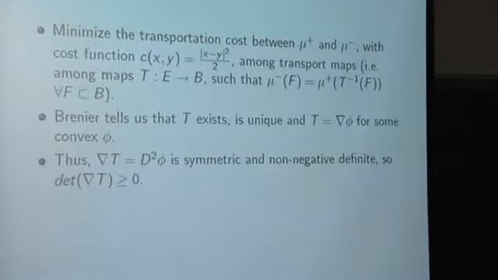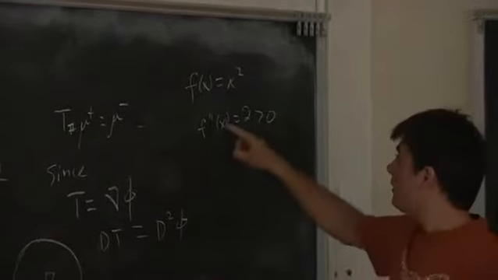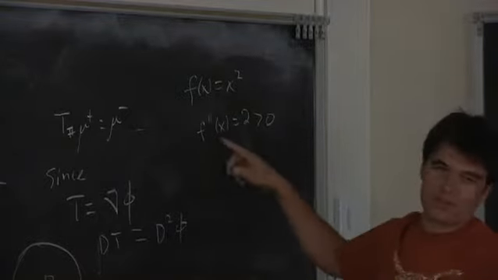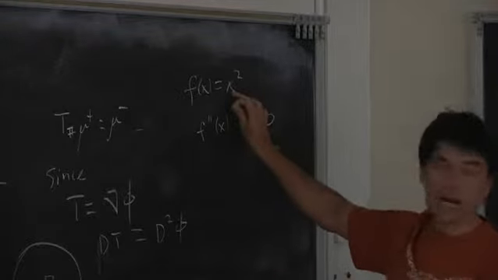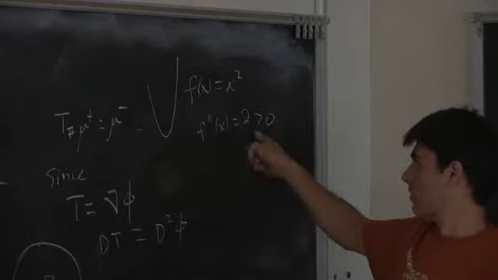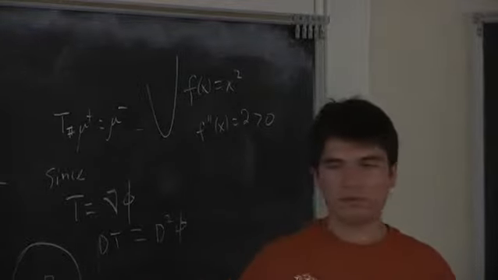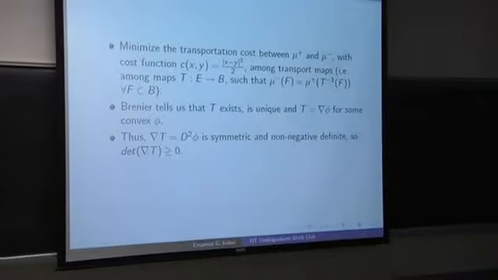Just think of f of x equals x squared. F double prime of x is equal to 2, which is positive. So in just one variable, the Hessian is just the second derivative, and the determinant of a number is just the number. And you see if it's convex, so if it looks like this, then the determinant is, in this case, positive. But in higher dimensions, you can prove that it's non-negative if the function is convex.